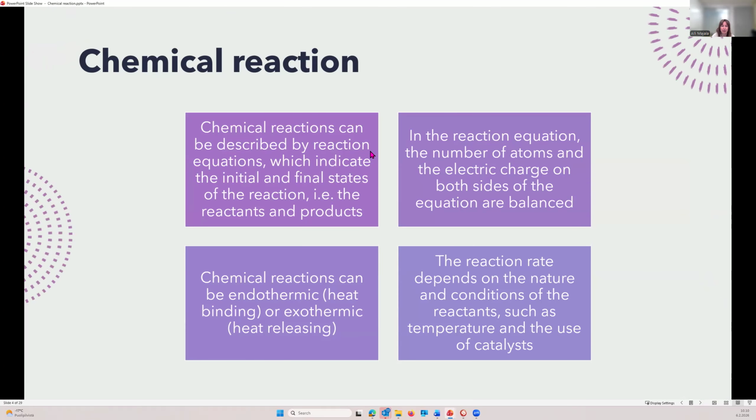So we have the reaction equation, where we have the initial and final states of the reactants and products. And we have to balance that. This reaction can be endothermic, which means that it binds heat, or exothermic, so that it releases heat. And also the reaction rate, which means the speed at which the reaction happens, is important. It depends on the reaction conditions, the reactants, temperature, and use of catalysts.